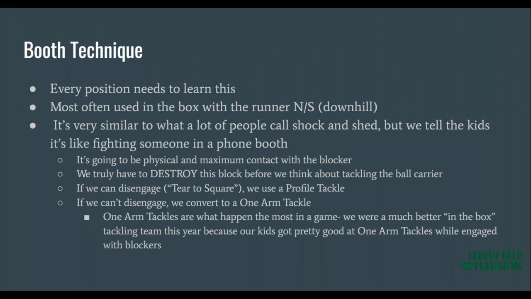If we can disengage, we end up using a profile tackle. We call that tear to square, and I've got a cut up or a drill film of that. If we can't disengage, we convert it to a one-arm tackle. And one-arm tackles are what happen the most in a game, we found. And this year, we were much better in the box tackling because our kids really got pretty good at the one-arm tackles while they were engaged with the blockers.